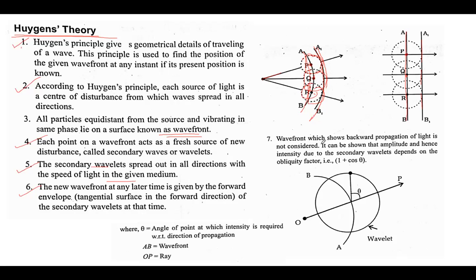Now, wavefront which shows backward propagation of light is not considered. ठीक है ना, तो जो backward propagation of light होगा उसको नहीं consider करेंगे, forward propagation को ही consider करेंगे. It can be shown that amplitude and hence intensity due to secondary wavelet depend on the obliquity factor. ये सब इतना ज़्यादा नहीं करना है, मतलब बेसिक चीजें समझनी है हम लोग को.